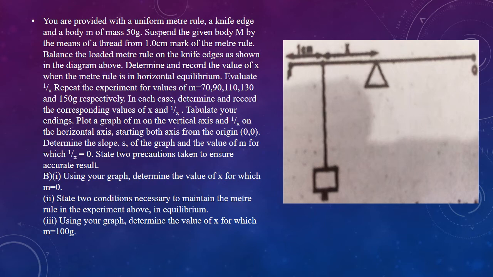Also, we are to evaluate the inverse of x, which means I will have x on my table and inverse x on my table. Students are also to find the values of m, which are 70, 90, 110, 130, and 150, which means I will also have m on my table. So you can see from here that we've already gotten our table.